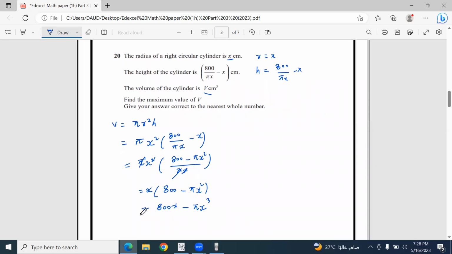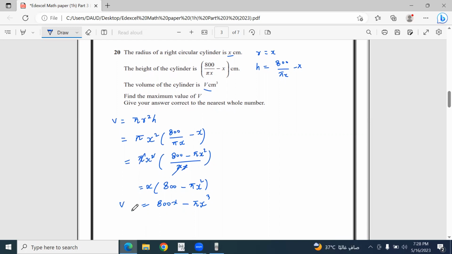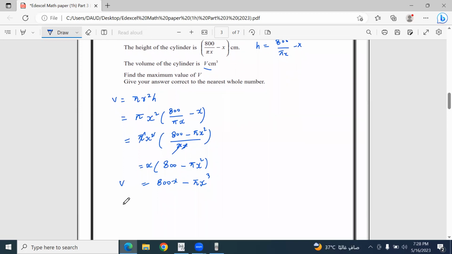So remember that it's a cubic curve, and we have the maximum and minimum. They want the maximum value of V. So for the maximum value of V, we will use the concept of derivative. Find the derivative of this function with respect to x, dV over dx. The derivative of x with respect to x is 1, so 800 into 1. Here we apply the power rule, bring down the power 3 pi and subtract 1 from the power. So 3 minus 1 gives us 2.